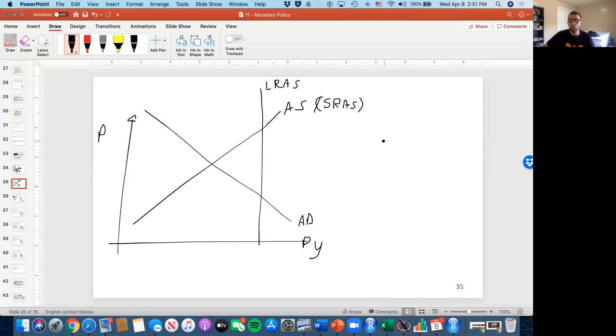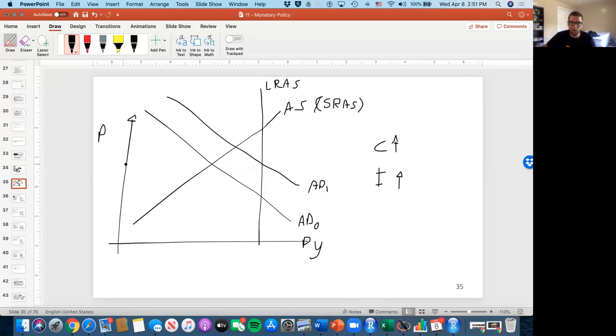So what is going to happen to consumption? Increase. What will happen to investment? Increase. If I increase consumption and investment, what curve should change? It should shift to the right: aggregate demand.